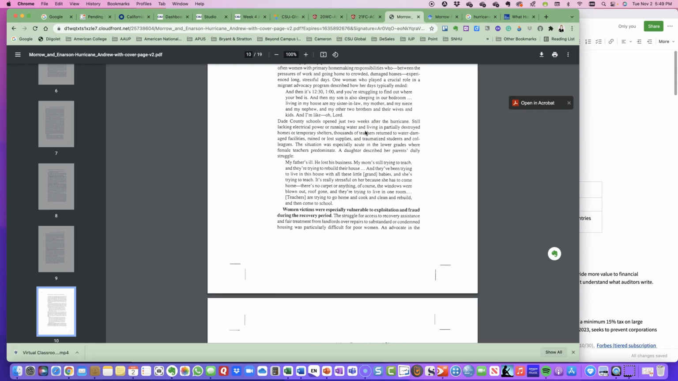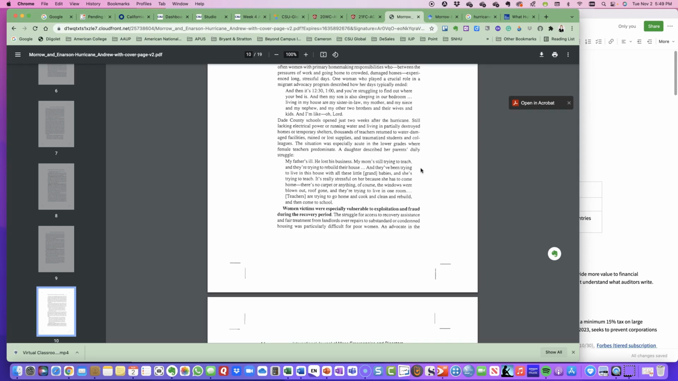Dade County Schools opened two weeks after the hurricane, without power or running water, and most of the students who went back to school were living in partially destroyed homes or temporary shelters, as was my case. Here you see what a daughter described: the father was ill, he lost his business, and the mom was still trying to teach and rebuild their house. So that was the situation.